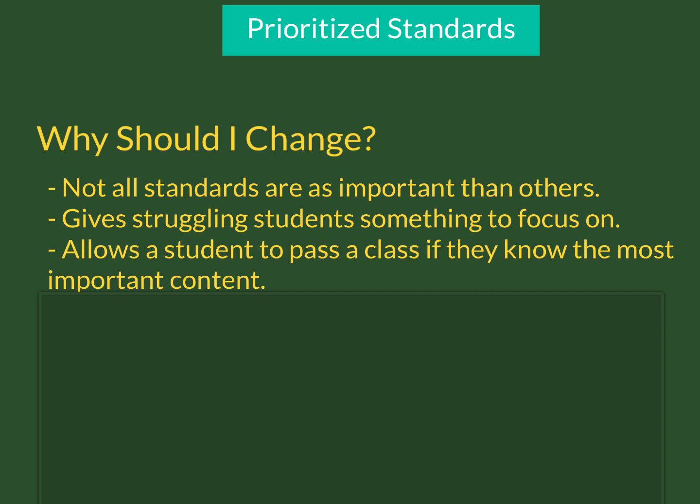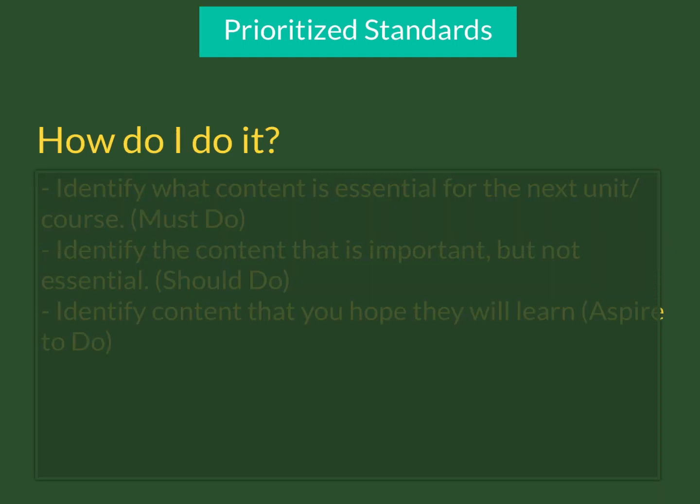And then if you prioritize your standards and in your grading, you make it so that if a student has demonstrated learning on all the prioritized standards, then they can pass your class. Maybe it's just a C, but they can pass it with just those prioritized ones, not an average of all the standards, less important and more important, but just the prioritized ones. And so how do you do it?